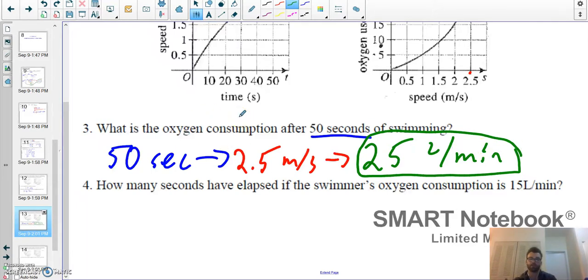So this one, we're going forward. We're starting with time and ending with oxygen. Now we're going to start with oxygen and try to end with time. So I'm going 15 liters per minute.